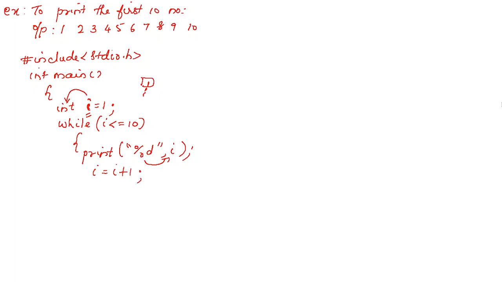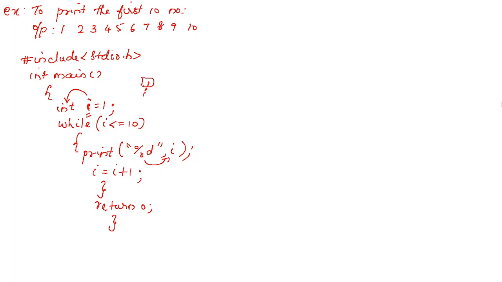Now i is equal to i plus 1, increment. This is the condition updation, and then close the loop, return 0. Okay. So now let us check the condition one by one. You have initialized the value for i as 1. Now what will happen? While i is less than or equal to 10.